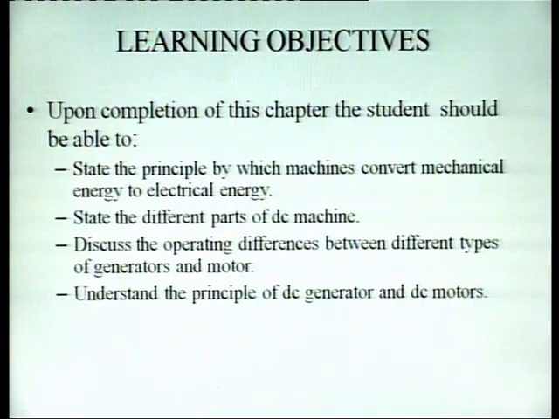The learning objective of this lecture is that upon completion of this chapter, the student should be able to state the principle by which the machines convert mechanical energy into electrical energy, state the different parts of a DC machine, discuss the different operating differences between different types of generators and motors, and understand the principle of DC generator and DC motor.